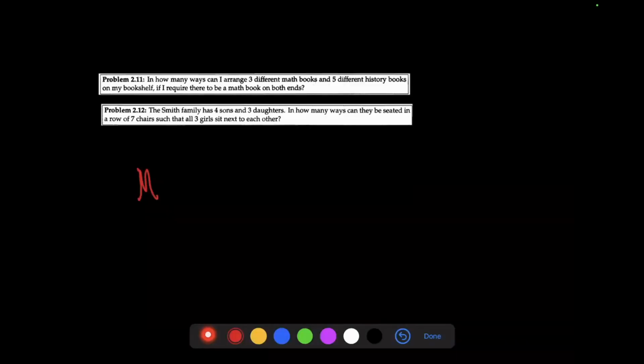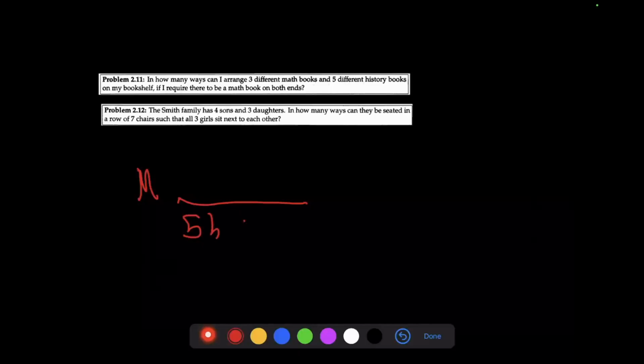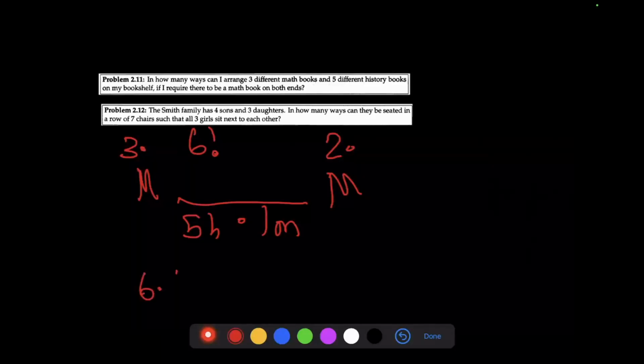So if we get something like a math book, and then this kind of blend of 5 history and 1 math, and then we have another math book at the end. So there's 3 ways for this math book to be picked, times 2 ways for this math book to be picked, and then this is just how you arrange 6 elements, so 6 factorial. So you get 6 times 6 factorial, or 4,320.